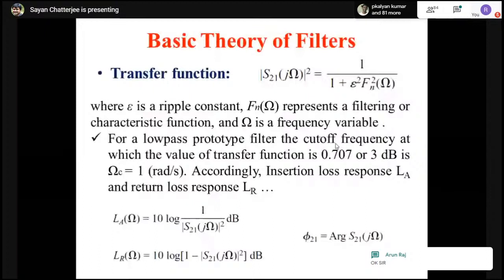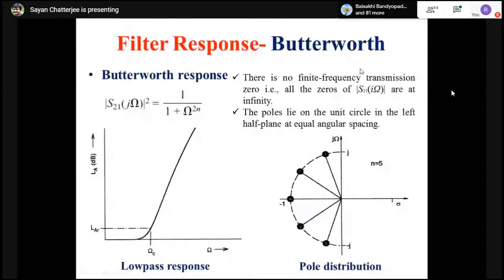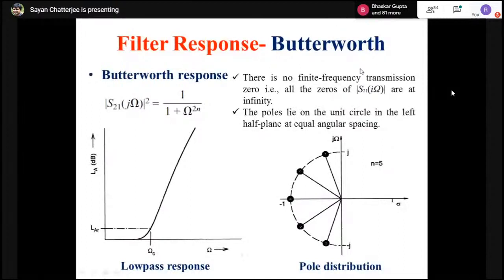Now, in terms of filter response, we are treating the well-known filters. One is called Butterworth and another is called Chebyshev. There are other filters like elliptic, all-pole and all-pass filters, but for the time being we are concentrating on the Butterworth and the Chebyshev. We all know that the Butterworth has a very flat response in the pass band, and the Chebyshev contains a ripple. And the most important factor is how the poles and zeros are organized.